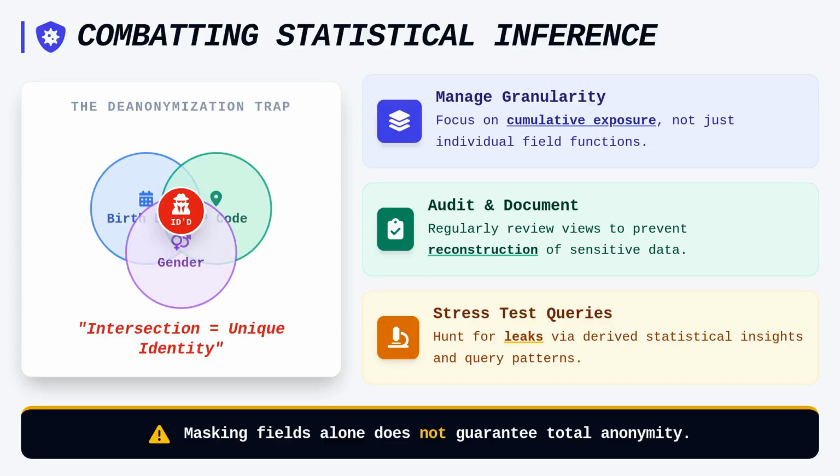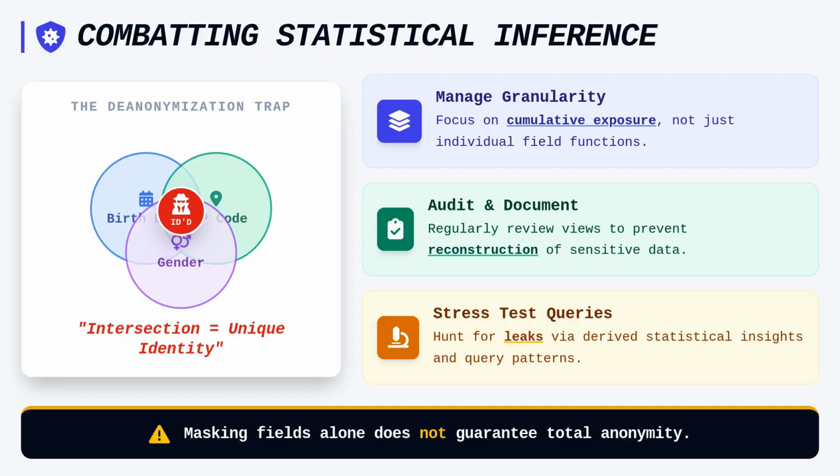As you build these masking strategies, you must remain vigilant regarding the risk of statistical inference, which can inadvertently lead to de-anonymization. Even when individual fields are masked, if the dataset is sufficiently large or cross-referenced, the combination of multiple masked or partially revealed values can often identify a unique individual. Imagine a scenario where you mask a name but leave a birth date, zip code, and gender unmasked. The intersection of these three data points is often enough to identify a specific person with a high degree of certainty. Consequently, managing your masking dictionary is not just about choosing which functions to apply, but about understanding the granularity of the information you are exposing.